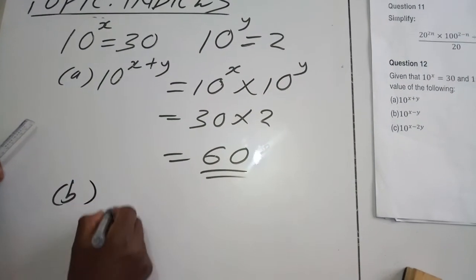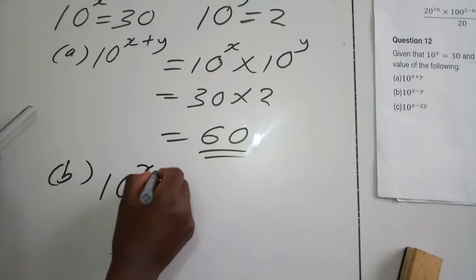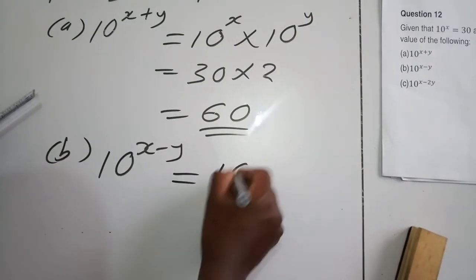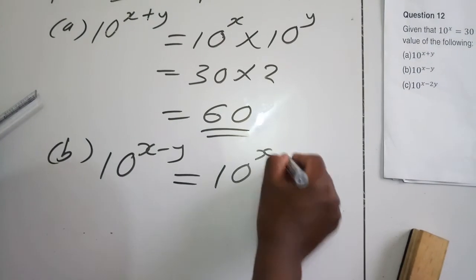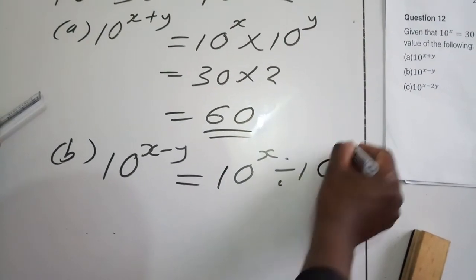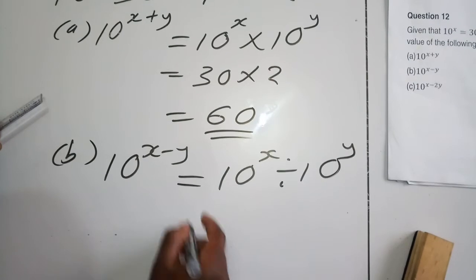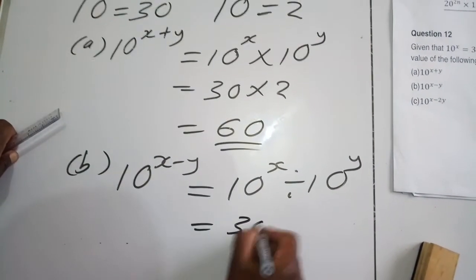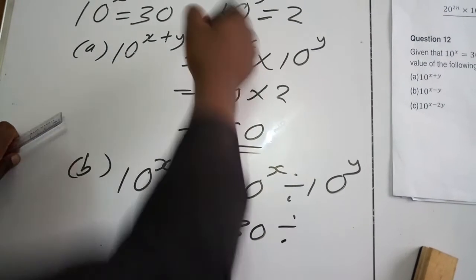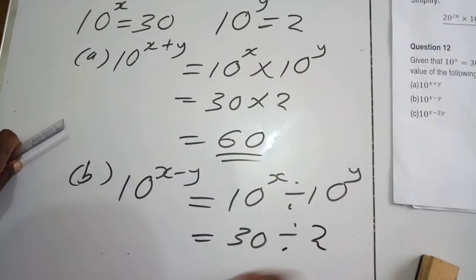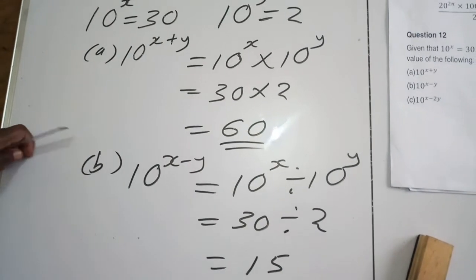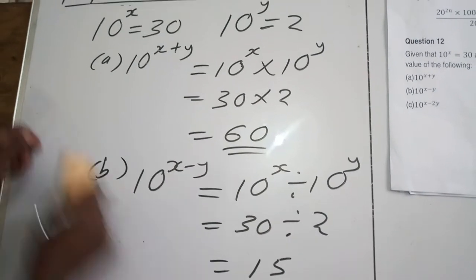B, what do you have? 10 power x minus y. Subtraction, meaning we were dividing numbers to a similar base. So 10 power x has a value of 30, divide by 10 power y, a value of 2. In the end, what do you get? 15. We are done with that.